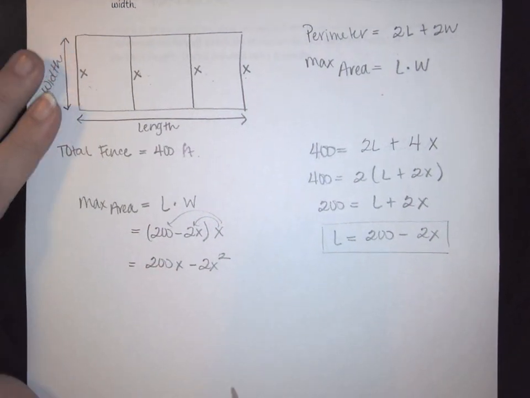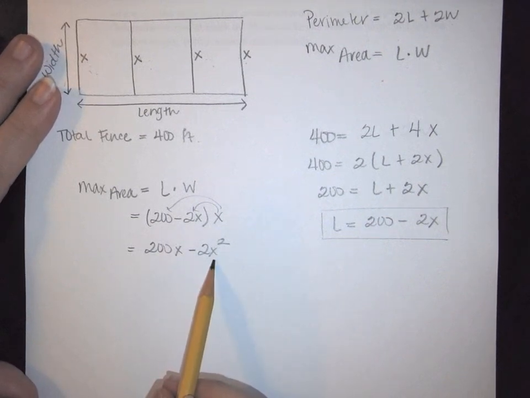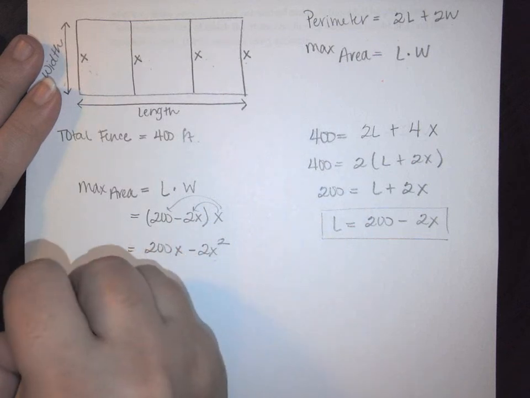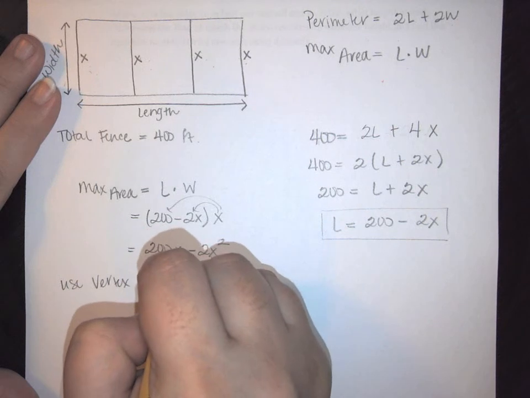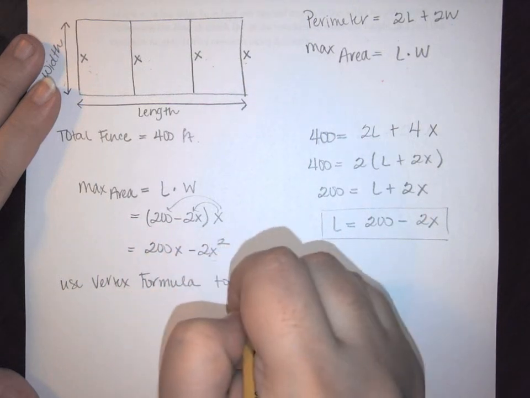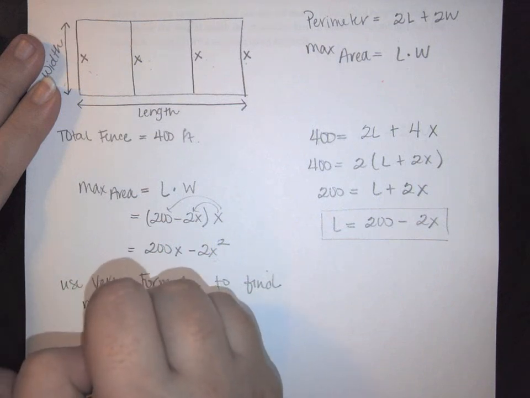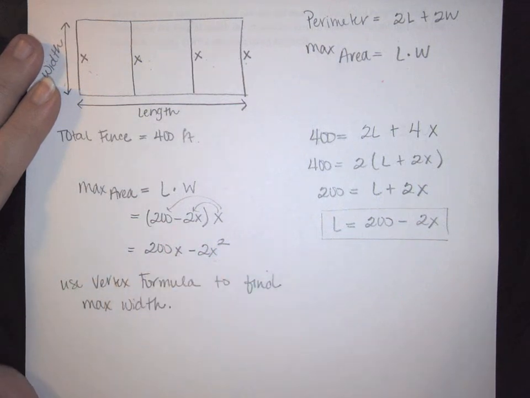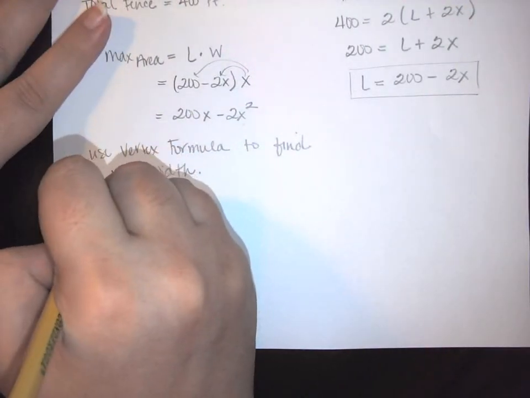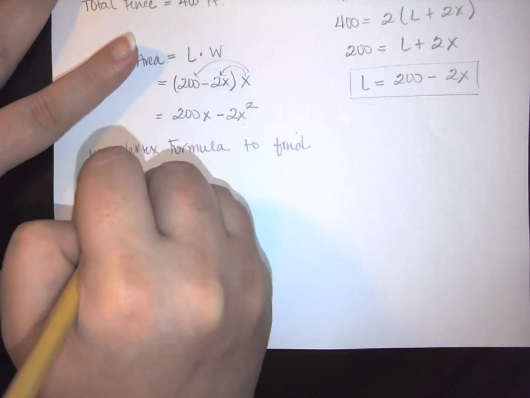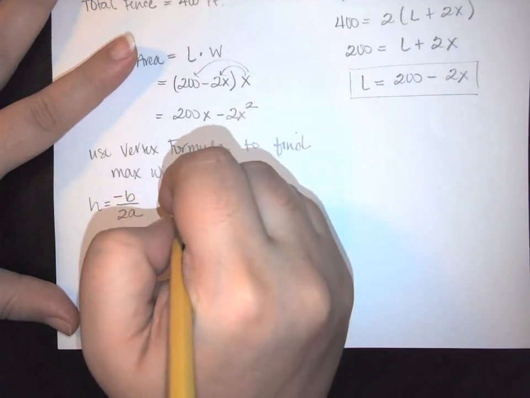In working with this, I now have an equation. So with this equation, I can actually use your vertex formula to find your max width. So here, what we're going to do is we're going to use that idea that h is equal to negative b over 2a.